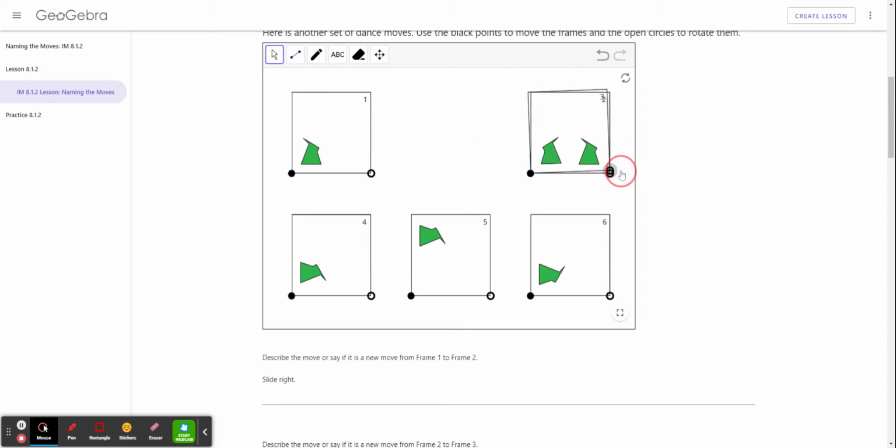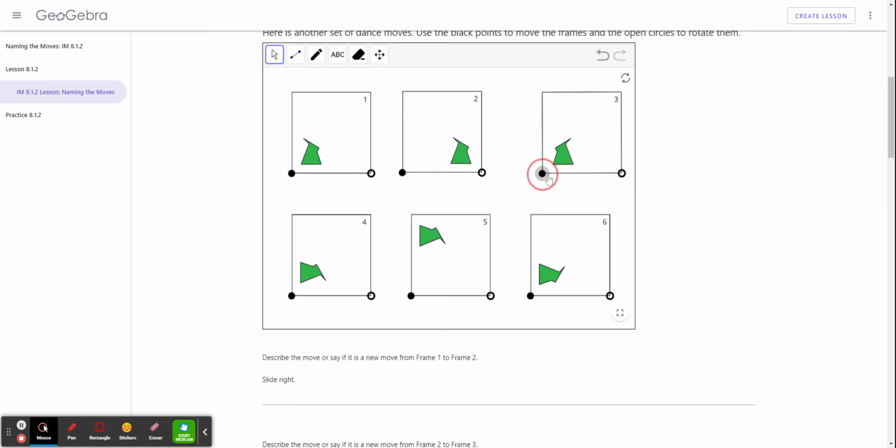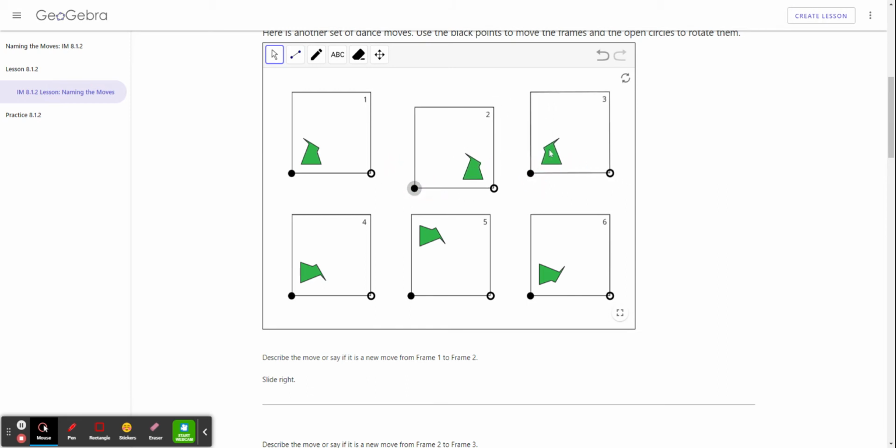Oh, hold on, let me turn. Grab frame 2. I don't want to get them out of order here. If I grab frame 2, okay, so I'm just going to kind of turn frame 2 until I think it's facing the same way as it is in frame 3. Okay, so there's 90 degrees. There's 180 degrees. 270, and now I'm back all the way to where I started at 360 degrees.